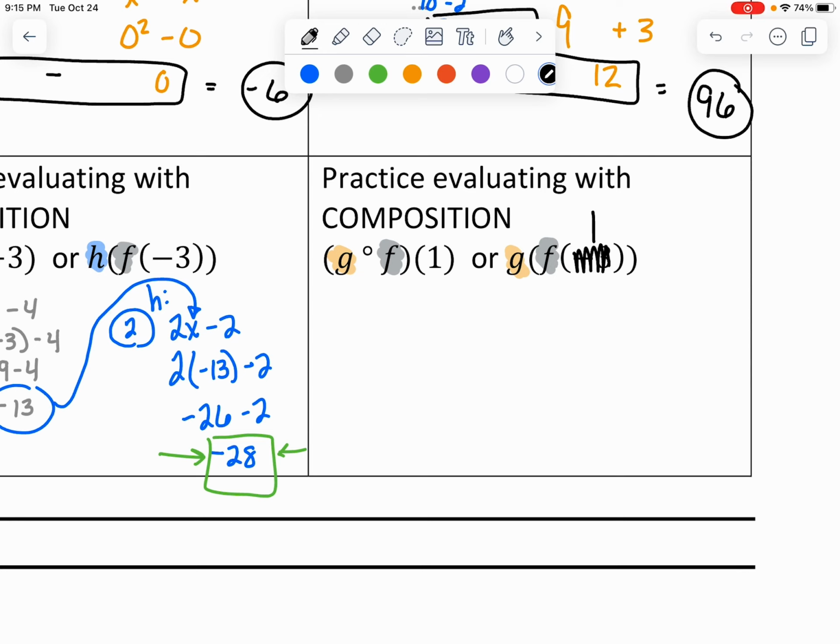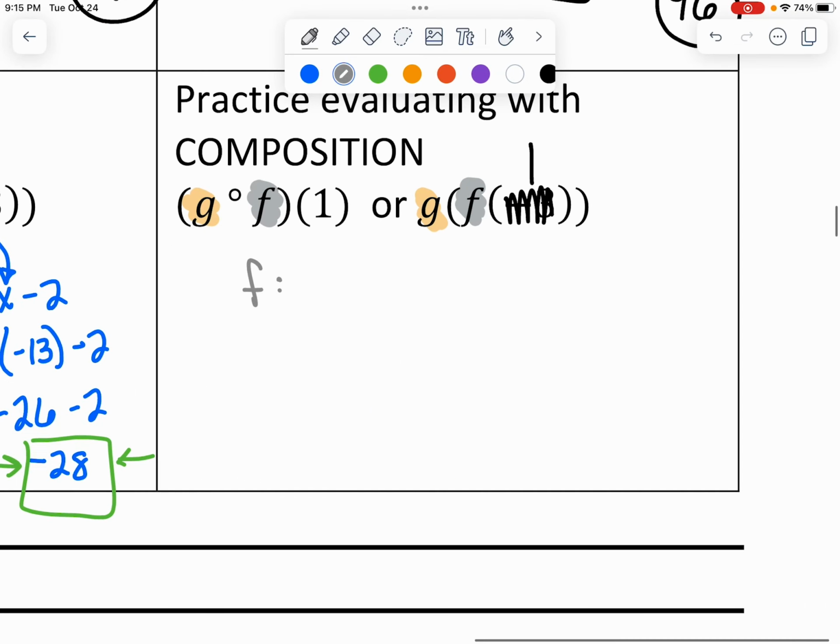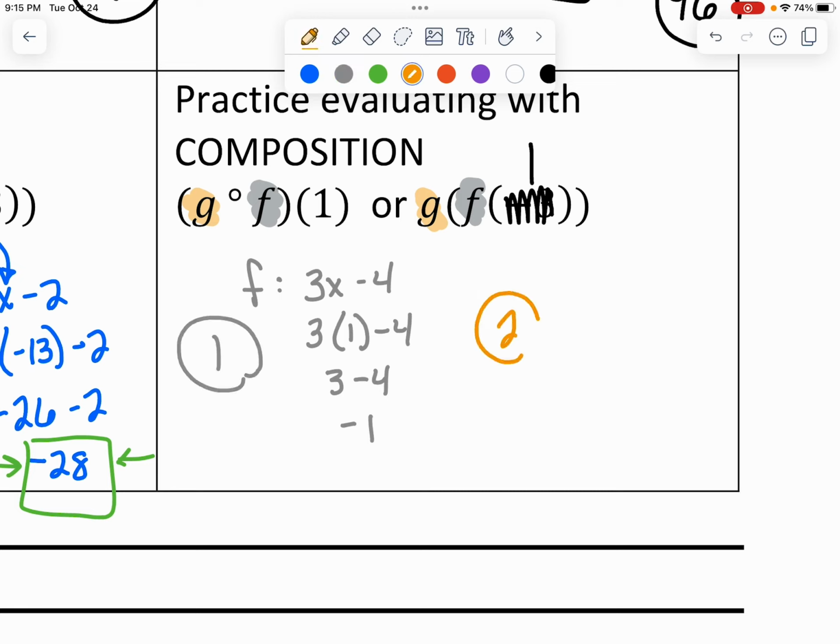Read it to them. G of F of 1. Which one do you start with, F or G? F. And F's equation, do you remember it? 3x minus 4. I'm going to trust you. And what do you plug in for x? 1. And 3 minus 4 is -1. Then what do you do with that -1? Plug it into the G equation. Was that x squared minus x? X squared minus x.